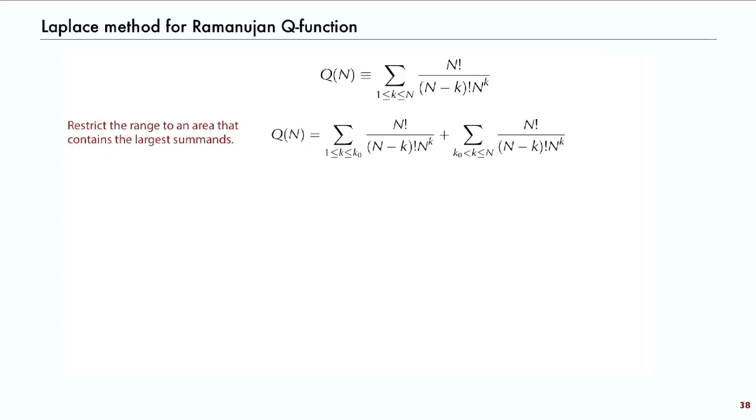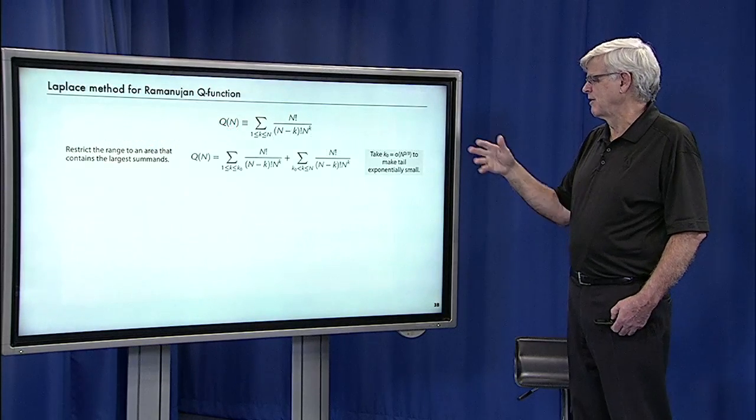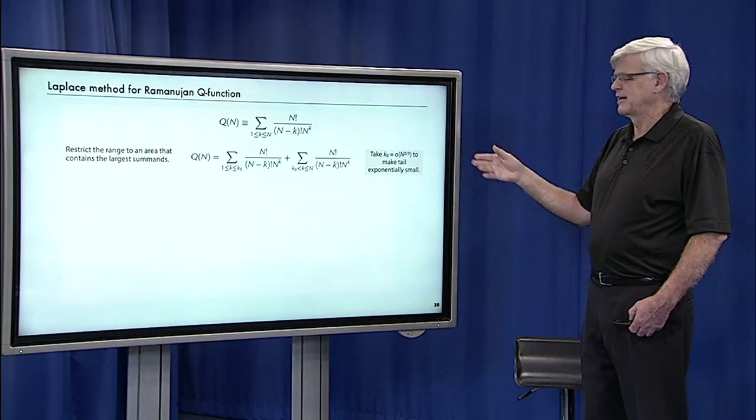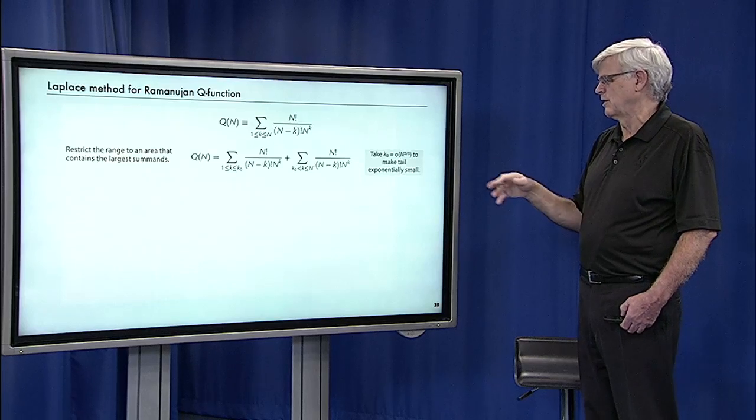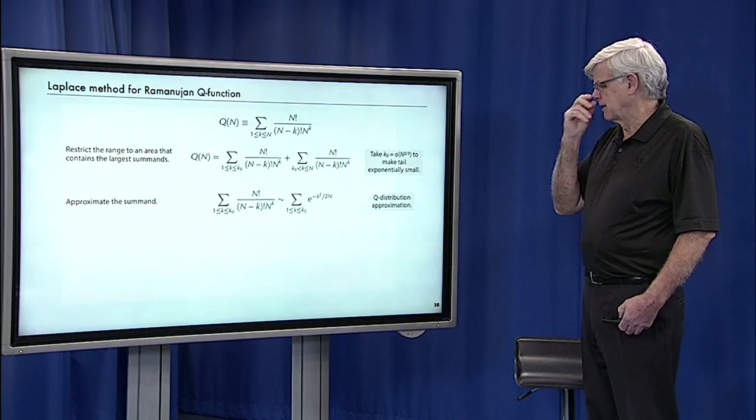What we're going to do is just pick a value k0 and split into two parts: values less than k0 and values bigger than k0. And remember, for small k is where it's significant. For large k, it's going to be negligible. Going from the approximations that we developed before, if you take k0 to be like n to the 2/3, then the tail's going to be exponentially small. And I won't do the detail of that.